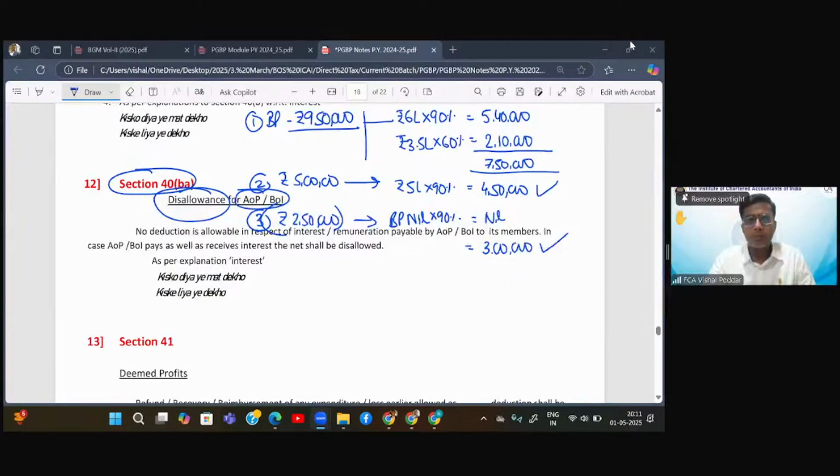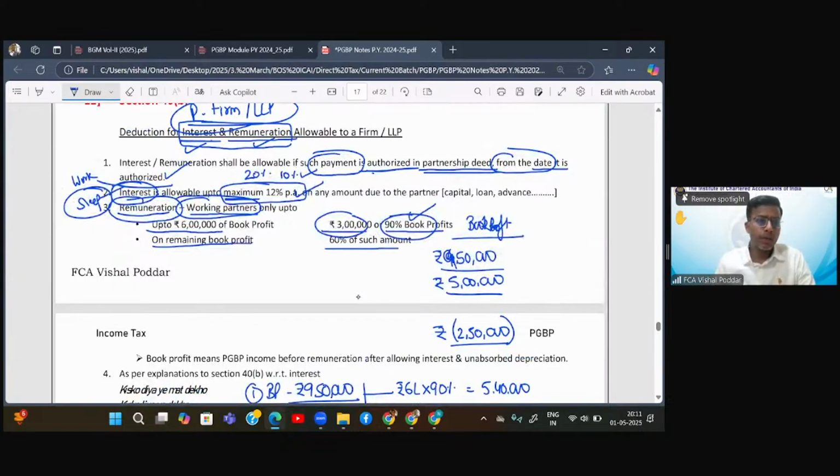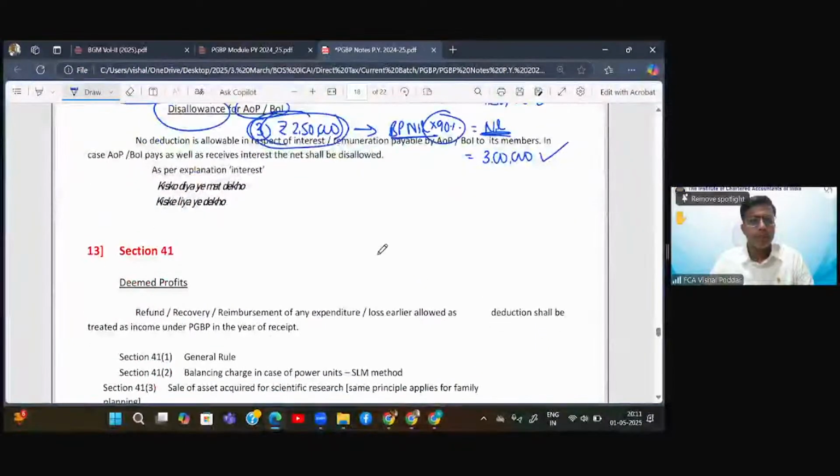Correct? Soumya beta, in third case, I have said that there is a book loss. Now, when there is a loss, it means the book profit is 0. So what is our rule? 90% of it, but it is coming 0. If you see this slab, they have said that for the first 6 lakhs of book profit, minimum 3 lakhs or 90% of book profit. It means you have to pay whichever is higher. So till my 90% was higher, I was paying that. But the moment the 90% is below 3 lakhs, you will have to pay minimum 3 lakhs. Is this fine, beta?